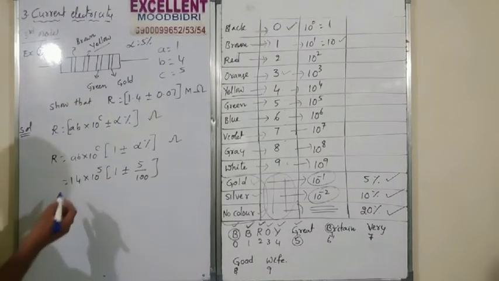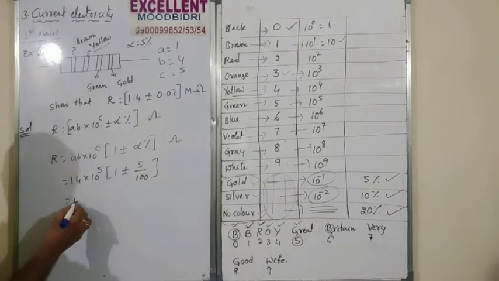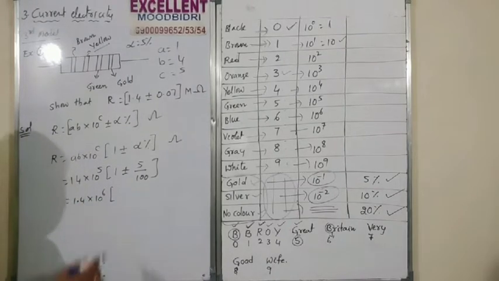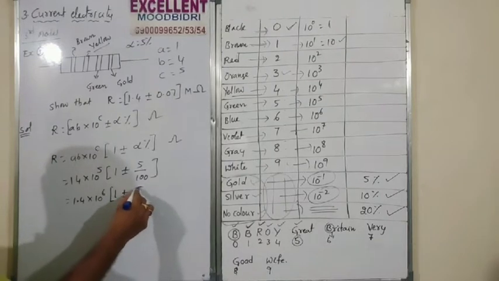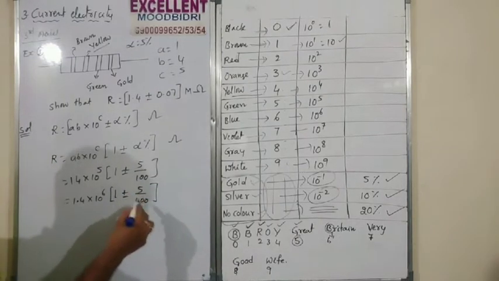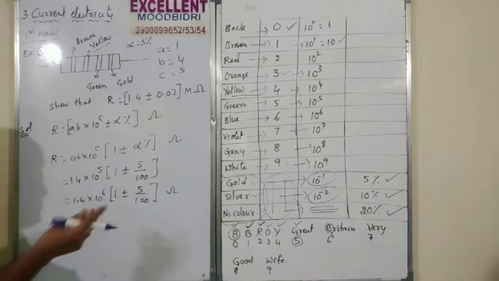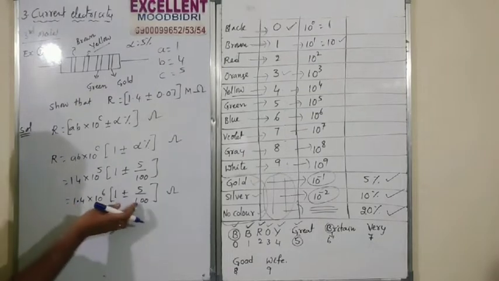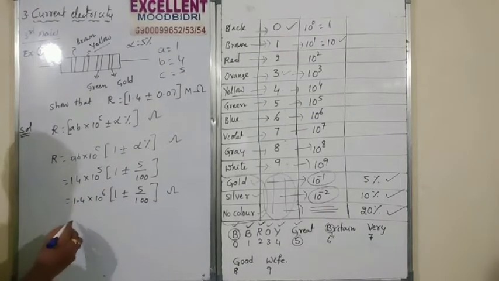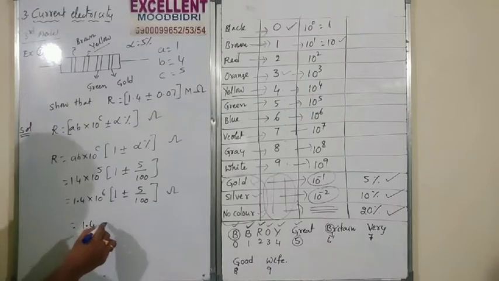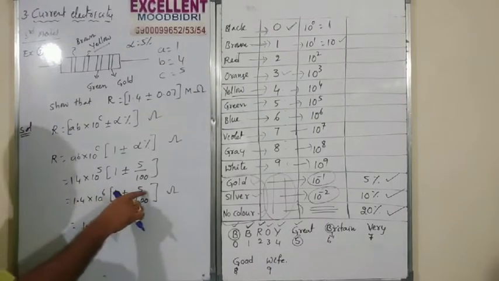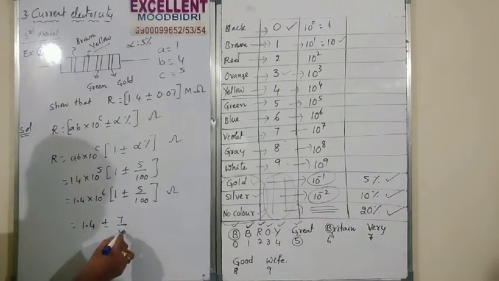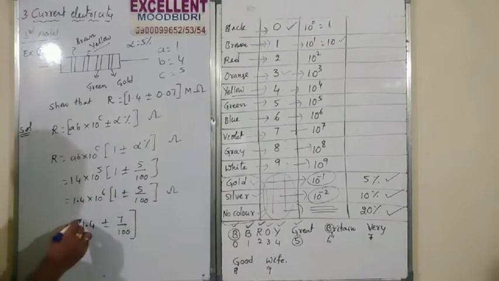Correct? Then now 14 will be there. This 14, can I write it as 1.4 into 10 power 6? Any objection? No, right? 1 plus or minus 5 by 100. So now what is 10 power 6? Mega. Correct? 10 power 6 is mega. So now 1.4 you can send inside only. 1.4 into 1, so 1.4 plus or minus 1.4 into 5. 14 into 5 is 70, right? So 0.07, that is 7 by 100.